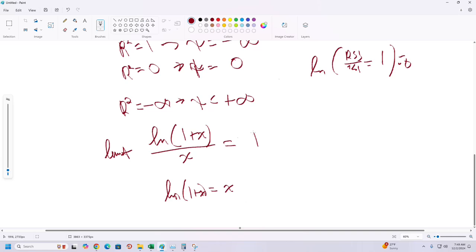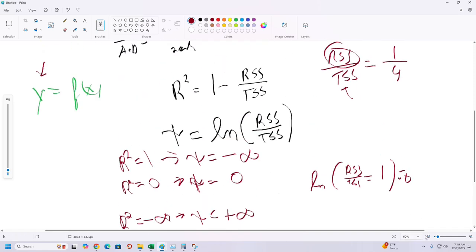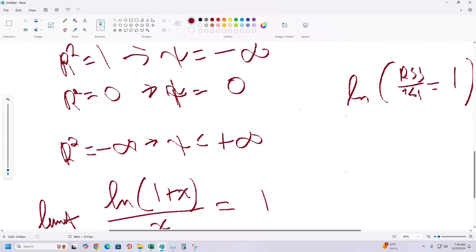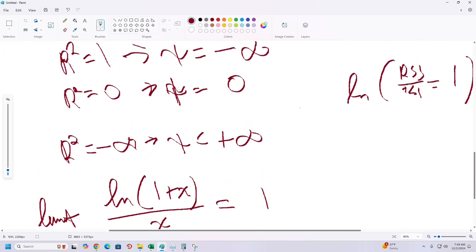Why does this matter? Because it says that when our r squared values get really, really close, or our psi's get really close to 0, it means we're taking the ln of things that are in the form of 1 plus a very small x. Okay? So RSS over TSS equals 1 plus a very small number. Well, then that is just equal to whatever the number was. If it was positive, it was positive. If it was negative, it was negative.